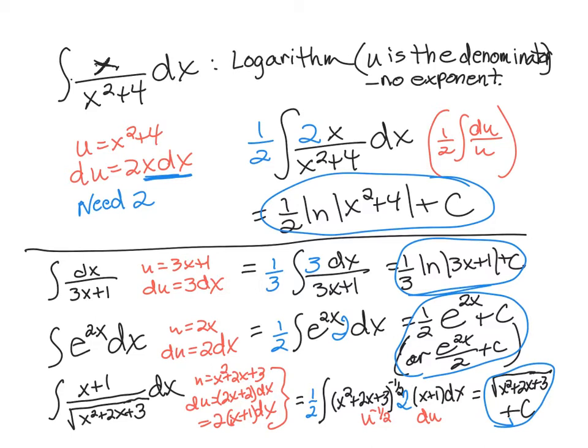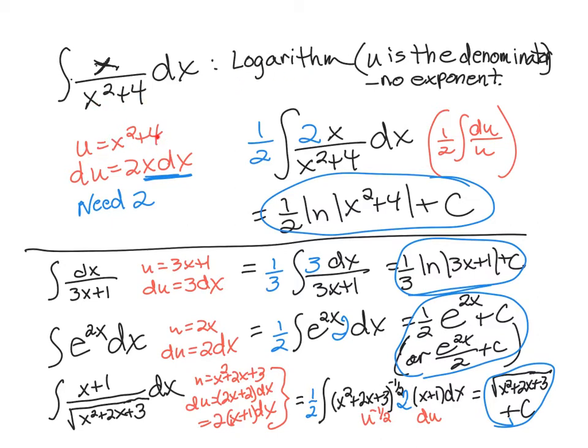Okay, in this problem, you see you have a ratio, a fraction, but there is no power in the denominator. So it's not a power rule. This has to be a logarithm. You know it by looking at it. So because it's a logarithm, you set the bottom equal to u.